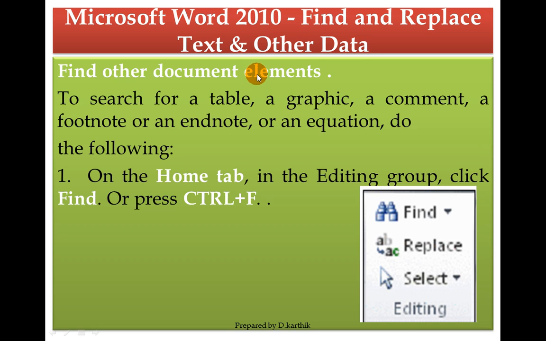Find the other document elements. To search for a table, graphics, a comment, a footnote, an endnote, or an equation. So whenever you want to find, in the case of a table, graphics, comment, footnote, endnote, or equations, how do you do this? Here is the answer. Go to the Home tab and go to Find, or press CTRL+F.